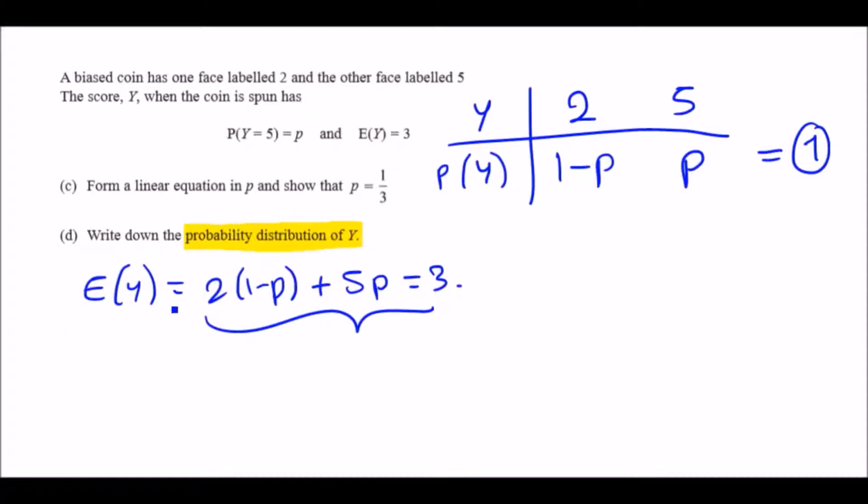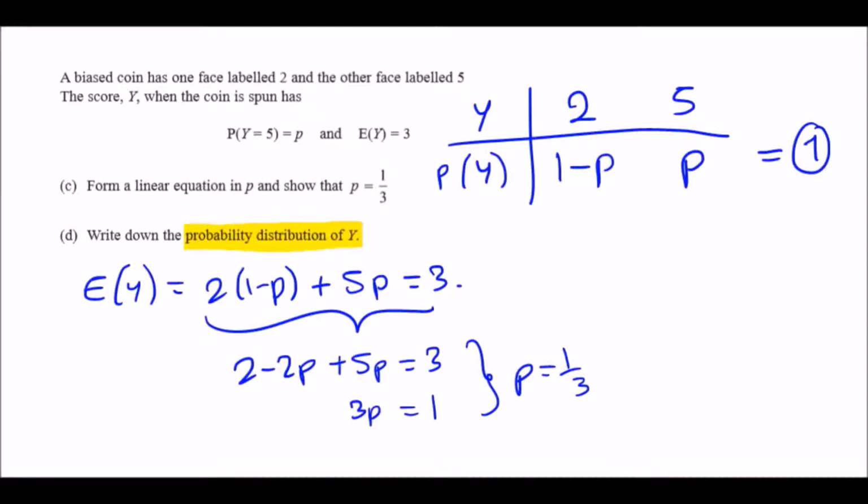So let's try and sort it out. Expanding the bracket, you should get 2 minus 2p plus 5p equals 3. 5p take away 2p is 3p. Minus 2 across, you get 1, hence p equals a third.